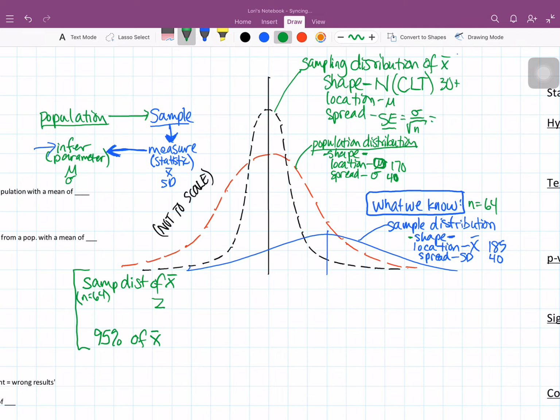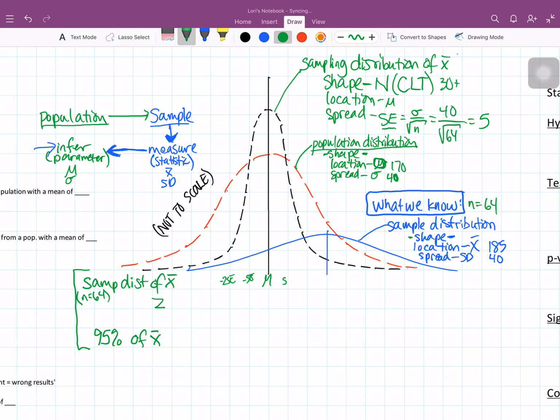So standard error is equal to sigma, which is 40, divided by the square root of 64, which is equal to 40 over 8, which is equal to 5. So that gives us all of the parameters we need in order to graph this particular example. So here we have the sampling distribution of the mean, and we know that the middle of that is going to be the population mean. One standard deviation to the left will be minus one standard error, and two standard deviations to the left will be minus 2 standard errors.